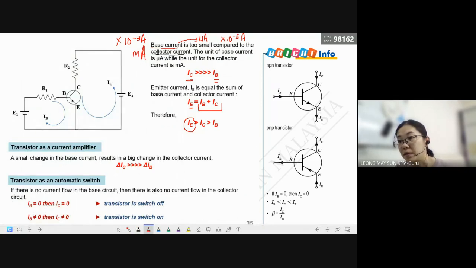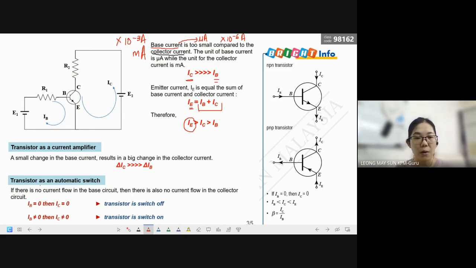Again, I have to stop this. Now we will be talking about a few things. Number one, transistor as a current amplifier. It is also transistor as a potential divider, and finally transistor as an automatic switch.